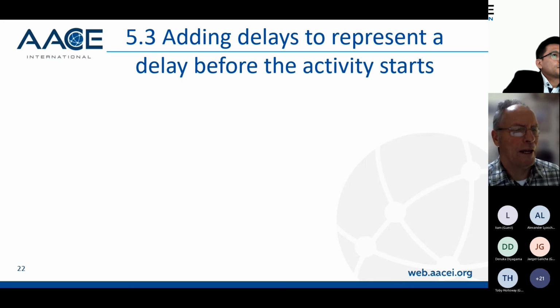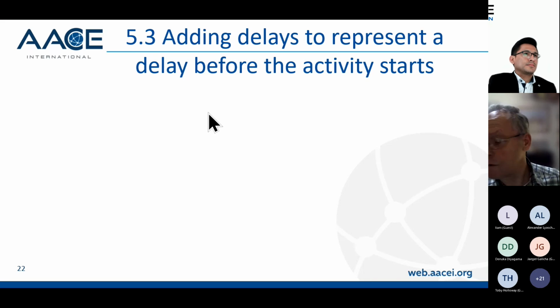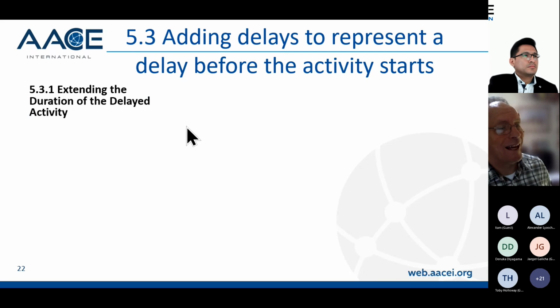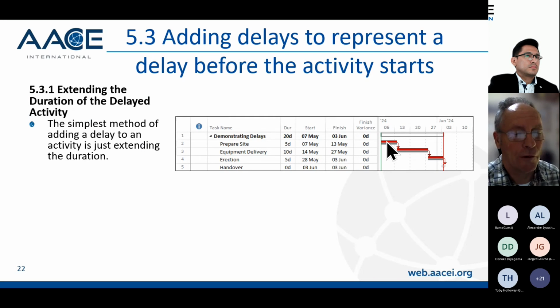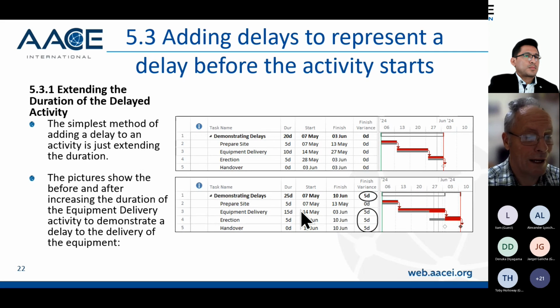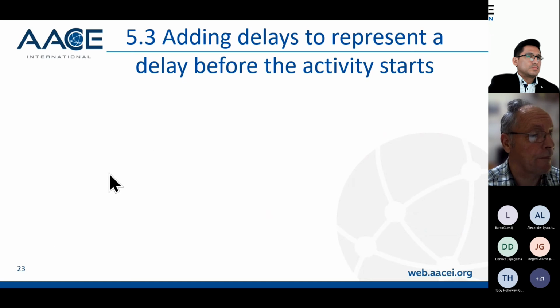So moving on, adding delays. I'm talking about adding delays to represent a delay before the activity starts. This is the first one I want to talk about. You can extend the duration of the delayed activity if you want to. I have a picture here which shows 3 tasks and a milestone. The simplest method is just to drag an activity and increase the duration. So I've increased equipment delivery by 5 days. It's pushed out the end date, and therefore it shows that the delay of the milestone is 5 days because I've increased the equipment delivery activity by 5 days. And that's a very simple method of doing it.